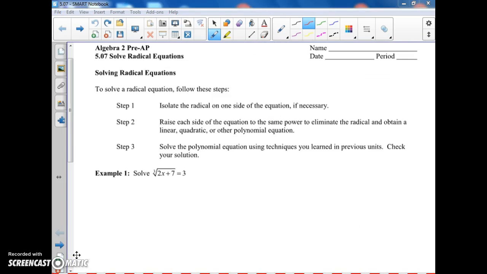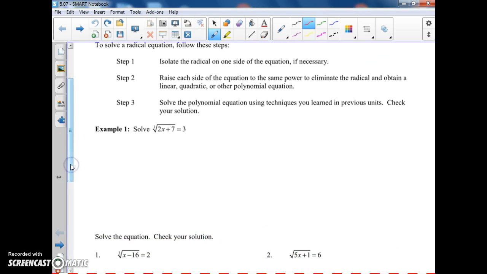So here we go, look at example number 1, right? The cube root of 2x plus 7 equals 3. Is the cube root by itself? Yes, it is. Nothing to be done. So to get rid of the cube root, you have to do what? You have to cube it. Exactly, that's what it says.